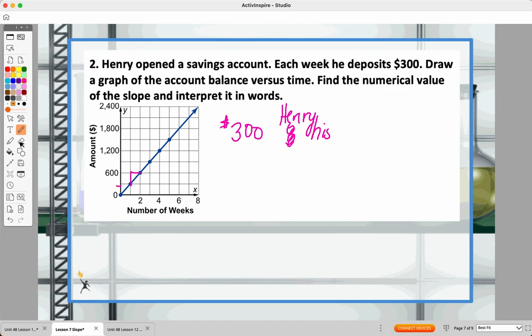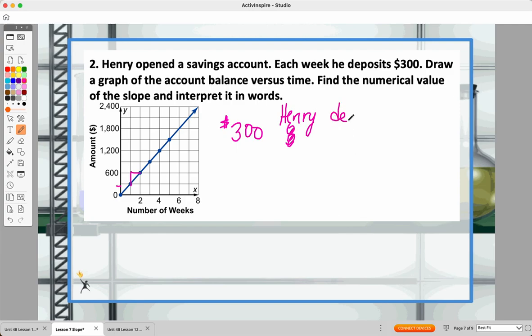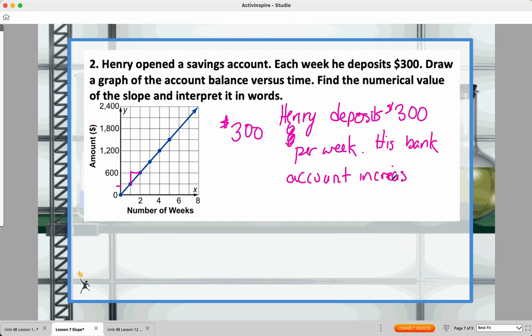So we can't use a pronoun before we have our antecedent here. Henry deposits, or puts in, $300 per week. And what that means, period, his bank account increases by $300 per week. Okay, so that's our idea of how this is.